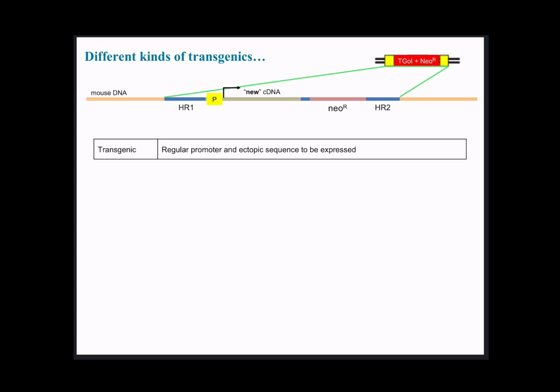So a regular transgenic is simply having a foreign sequence introduced into the genome. Typically what we're trying to do is express genes that are not normally expressed by the host species, in this case a mouse. So if you simply have a regular promoter and some ectopic sequence to be expressed, we call those regular transgenics. You have some new cDNA under some promoter, and that is what is inserted into the genome.